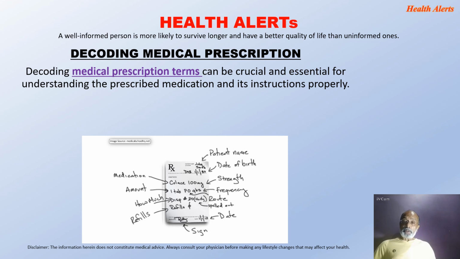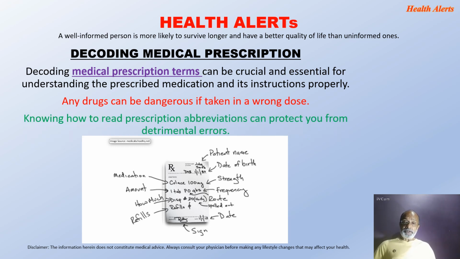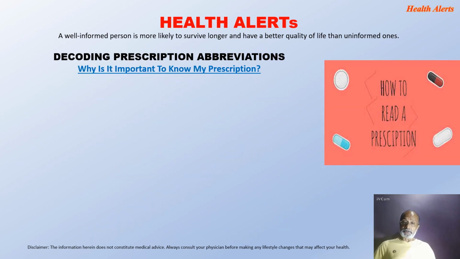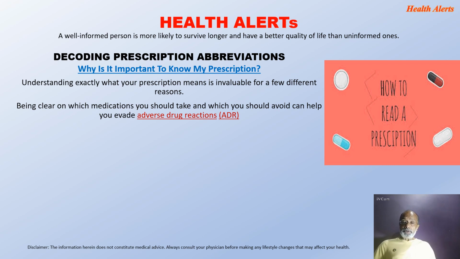Decoding medical prescription terms can be crucial and essential for understanding the prescribed medication and its instructions properly. Any drug can be dangerous if taken in a wrong dose. Knowing how to read prescription abbreviations can protect you from detrimental errors. How to read a prescription, and why is it important to know my prescription? Understanding exactly what your prescription means is invaluable for different reasons. Being clear on which medication you should take and which you should avoid can help you avoid adverse drug reactions, which can occur when taking multiple medications especially.